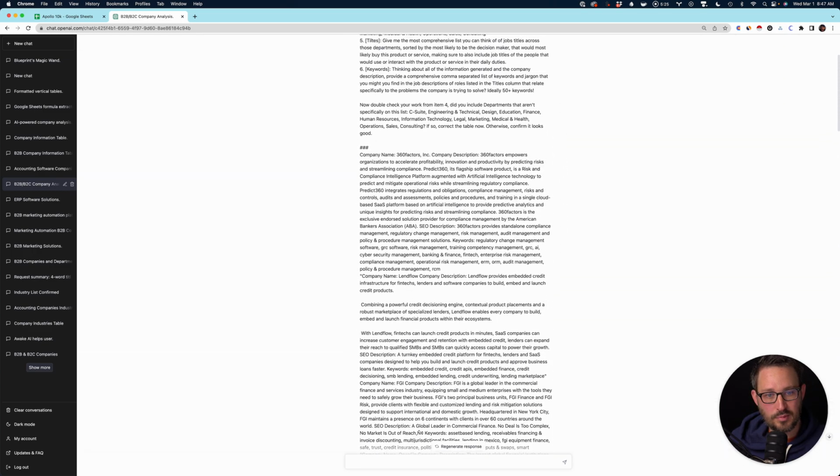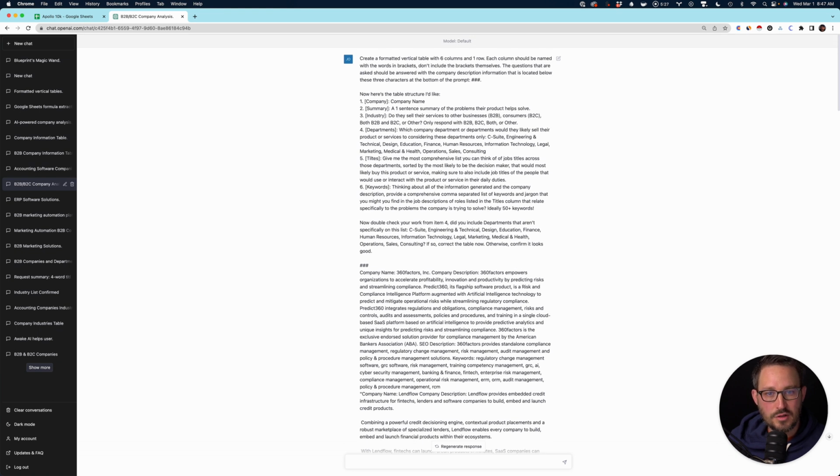It's a pretty crazy prompt. It took me a while to build. So create a formatted table with 6 columns and 1 row. Sometimes ChatGPT is like, you just want 2 columns, right? So I had to specify. Each column should be named with the words in brackets. Don't include the brackets themselves. The questions or answers should be the company description that is located below the 3 characters of the prompt. So I wanted to make sure that it knew, here's the company description, here's the prompt, separate them.